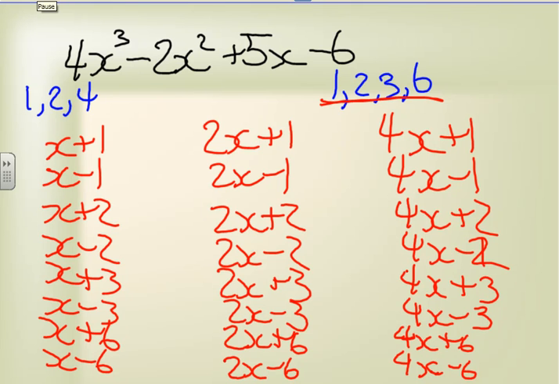Now, that's a lot of factors. But I don't have to do all of those factors. Some of them I can skip. Anything that I can factor something out of the first and second part of it, like this one, 2x plus 2. I can factor a 2 out of both of them, which turns it into x plus 1. And I've already got x plus 1 on there.